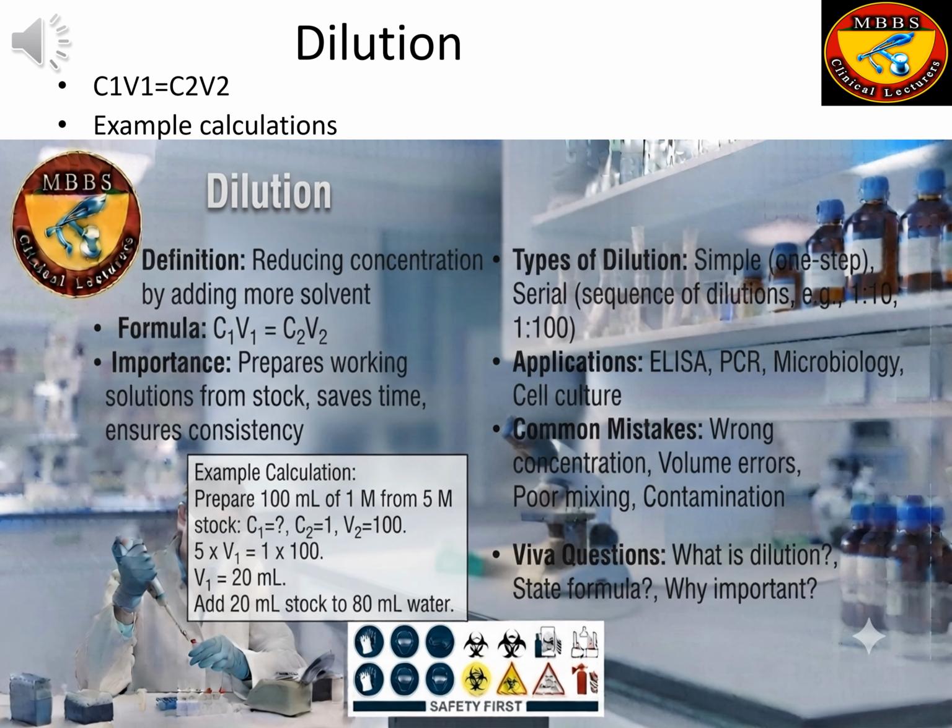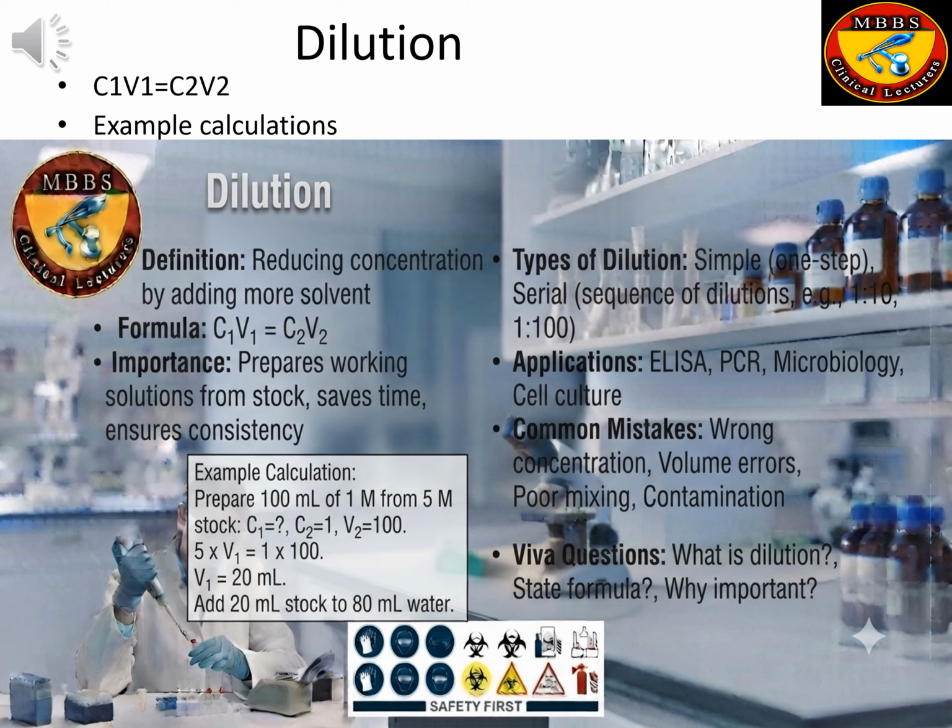This concept is represented by the dilution equation. C₁V₁ equals C₂V₂. Where C₁ equals initial concentration, stock solution. V₁ equals volume of stock solution required. C₂ equals final concentration, desired concentration. V₂ equals final volume after dilution.